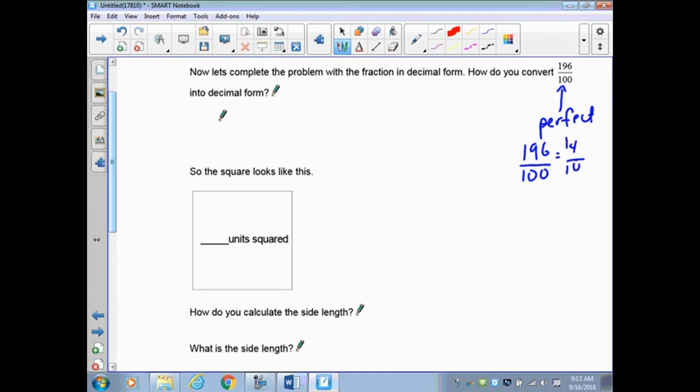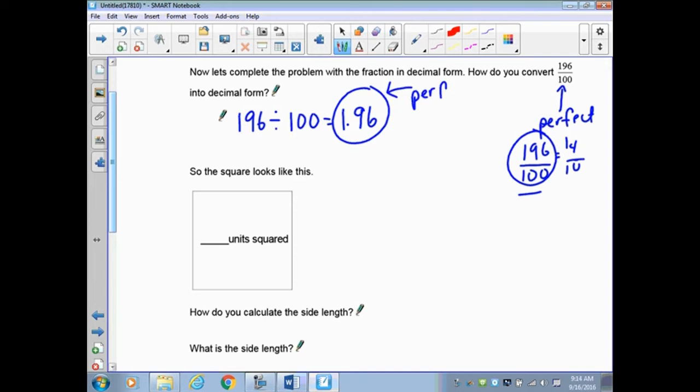Now let's go over here. How do you change a fraction into a decimal? Well, to do that, you take the numerator, 196, and you divide it by the denominator. And that gives you 1.96. Now, if we know that this is a perfect number, and we know that this here is just the decimal form of our fraction, this here should also be a perfect number. Well, let's take a look.